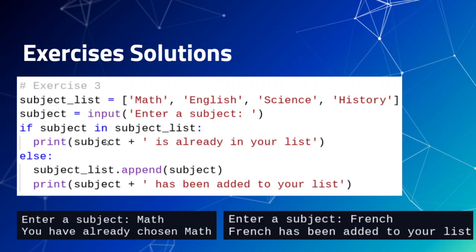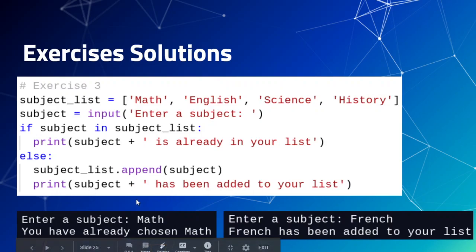Well, if it does, we want to print that the subject is already in the list. So we check that using the in keyword. If the user inputted subject, which is stored in this variable called subject, is inside this subject list, we're going to print the user inputted subject is already in your list. Otherwise, if you want to add it to the subject list, we could just append it to the end of the list, and then let the user know your subject was added to your list.